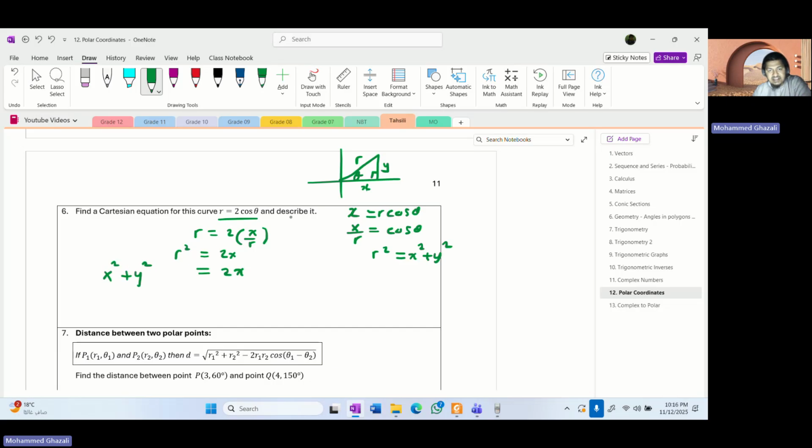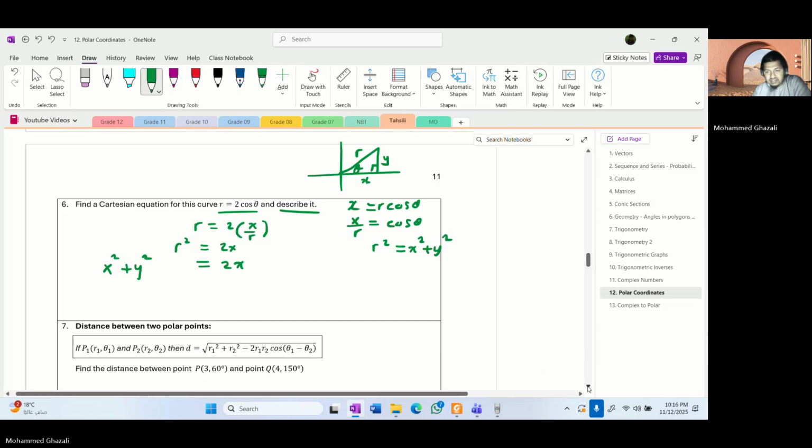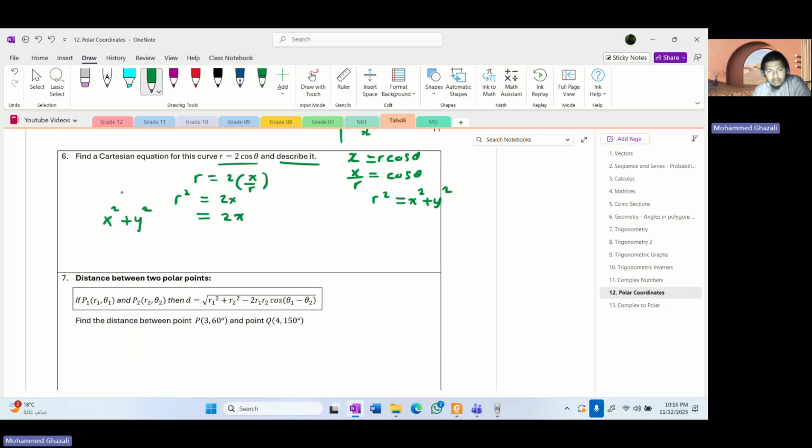Now what is this? Describe it. This is an equation of a circle. How? You need to bring the 2x over. If you bring the 2x over, you will get x squared minus 2x plus something squared, because you need to complete the square here, minus something squared.